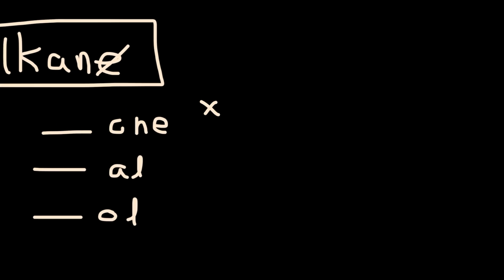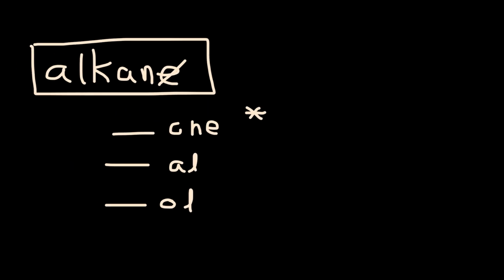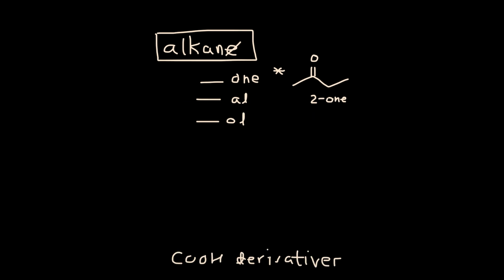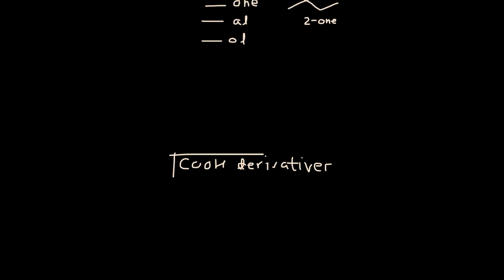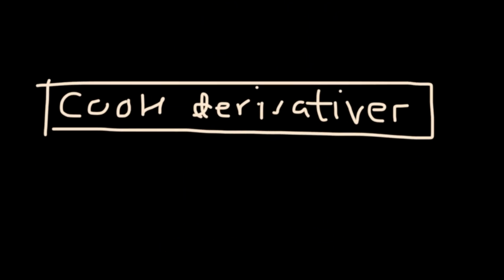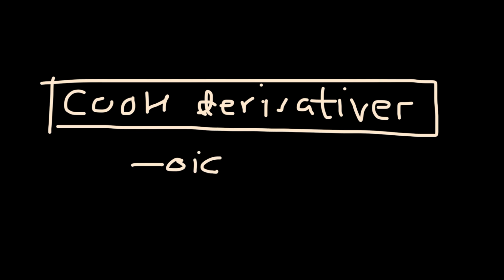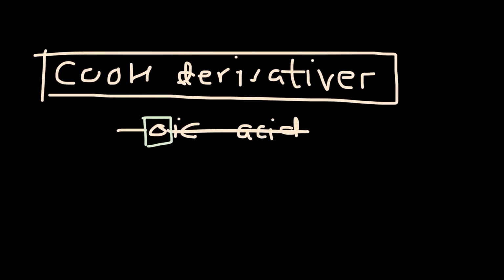Also, at least in our class, our prof prefers us to indicate the position of a ketone, even if it's self-explanatory. Like this can only be at the second position, but just add 2-one for safety. Okay. Whereas for carboxylic acid derivatives, you will take the carboxylic acid, which is -oic acid, take away the -ic acid, sometimes keep the O, and then add the following endings.